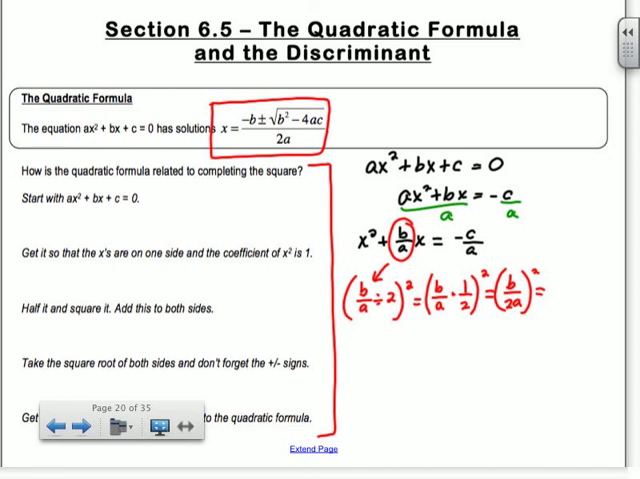So square the top and square the bottom. So you should have b squared over 2a squared? What do I write? 4a squared. 2a times itself, right? So b squared over 4a squared. That's the number that you're going to add to both sides of the equation. So I'm going to have x squared plus b over a x plus b squared over 4a squared equals negative c over a plus b squared over 4a squared.